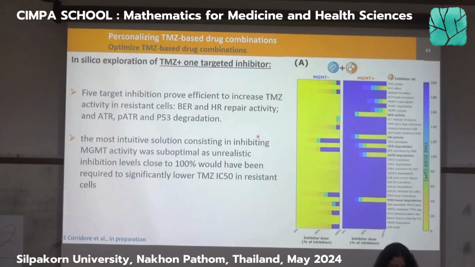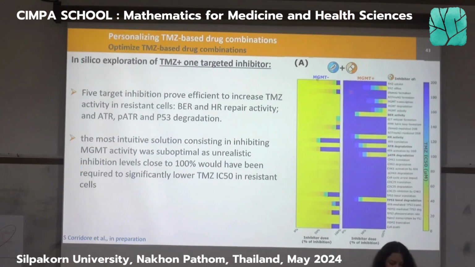And so this is what we get. This is temozolomide plus one inhibitor. Here each line is one inhibitor. I'm not sure you can see that, but the first ones, for instance, are temozolomide uptake and temozolomide efflux. Here you have base excision repair, so BER repair, HR repair, ATR degradation, P-ATR degradation, and so on.